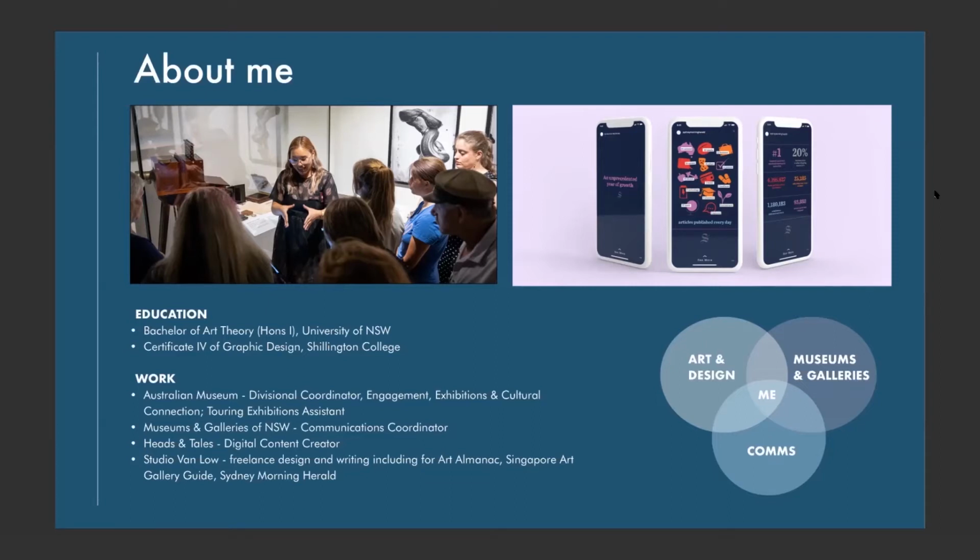On screen, you can see me here on the left talking about an exhibition at the Australian Museum. And on the right are some digital assets I created for the Sydney Morning Herald last year. My skill set is quite broad, but I've created this Venn diagram here. This is kind of who I am: art and design, museums and galleries, and communications. And that's me as an illustration, because I know we're all visual learners in the art sector.